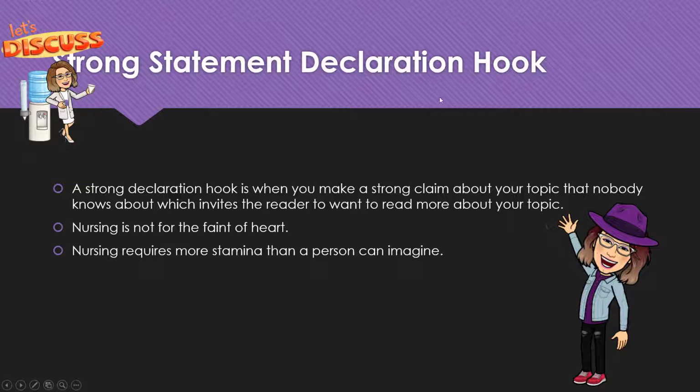Strong statement declaration hook. A strong statement declaration hook is when you make a strong claim about your topic that nobody knows about, which invites the reader to want to read more about your topic. Nursing is not for the faint of heart. Nursing requires more stamina than a person can imagine.